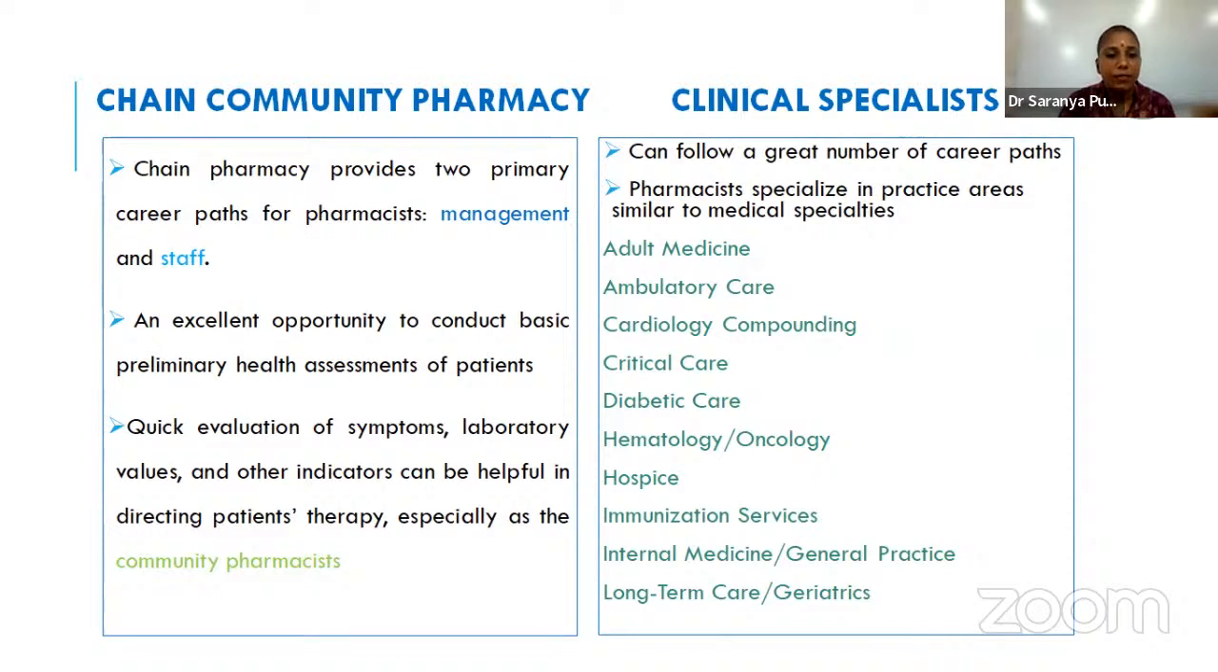All these can be helpful in directing patient's therapy, especially as a community pharmacist. So you can look into the patient's symptoms. When a patient is presenting with the case sheet, you can talk to the patient, learn about the complaints of the patient, and look into the case sheet. You can look for the laboratory values and other indicators, and you can help the patient how to move, whom to contact as a community pharmacist. So that will be your role.